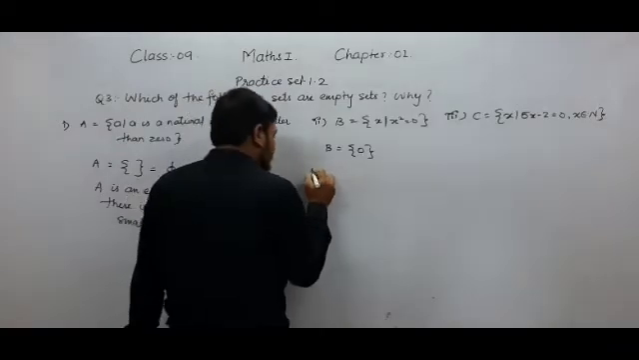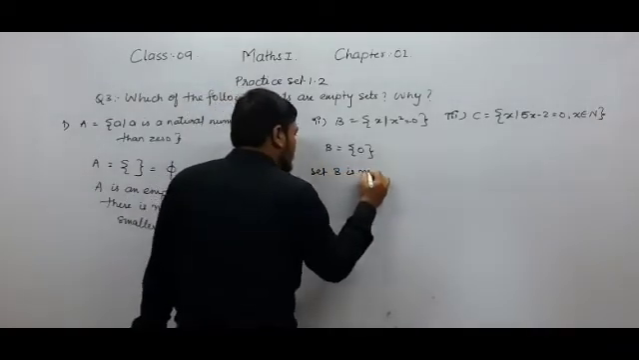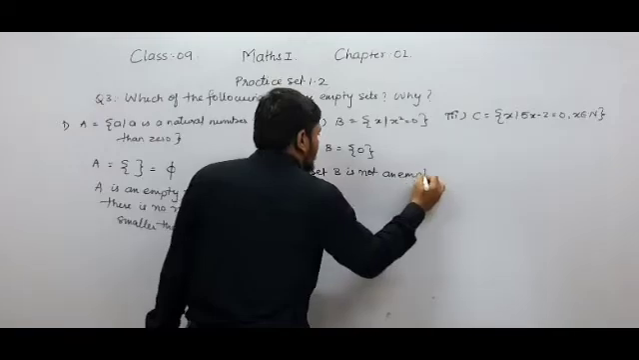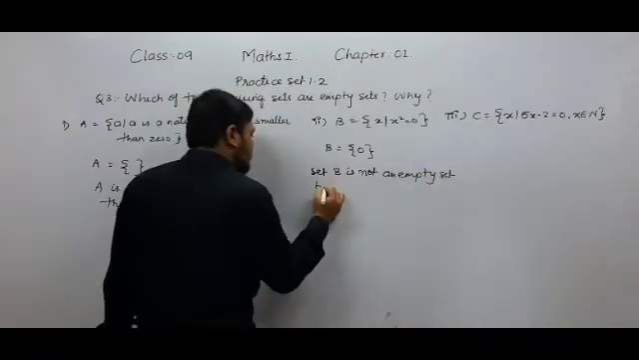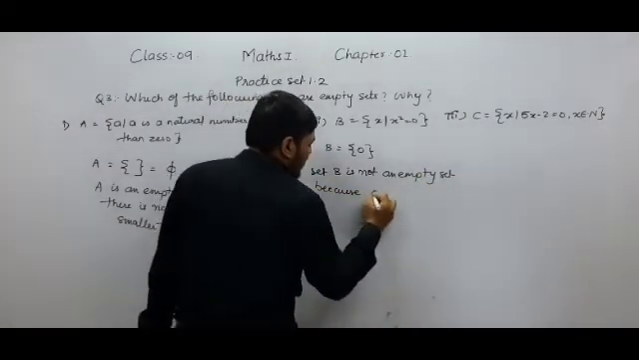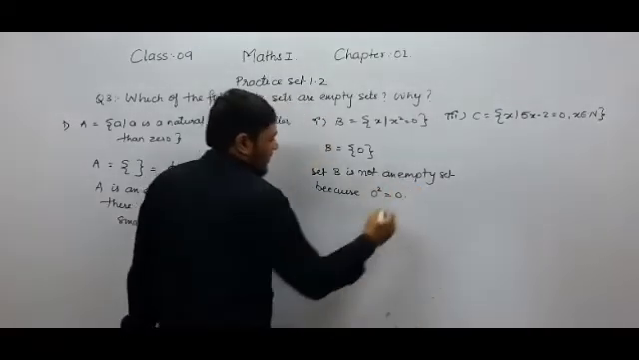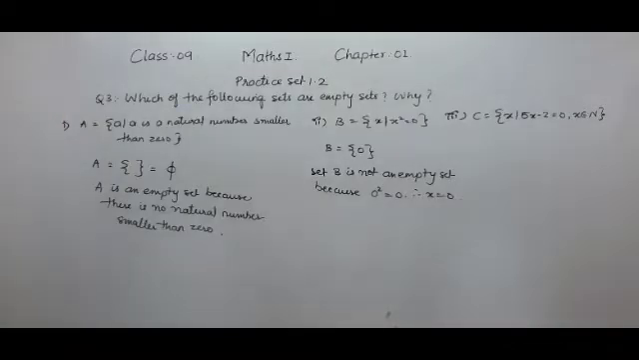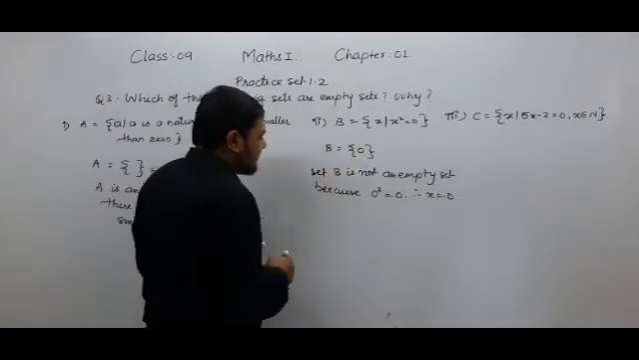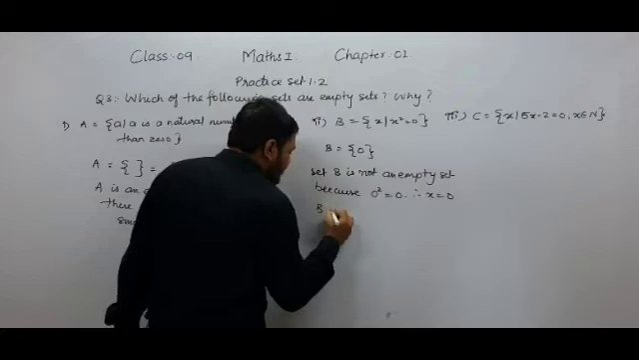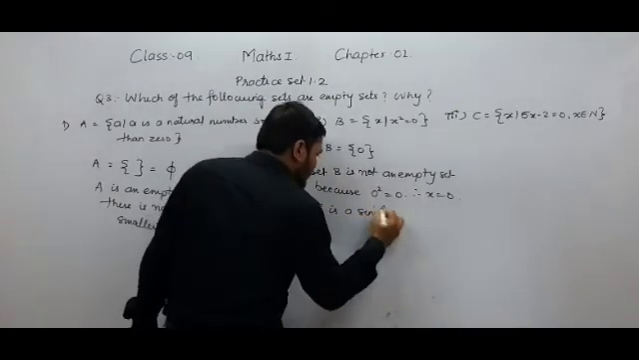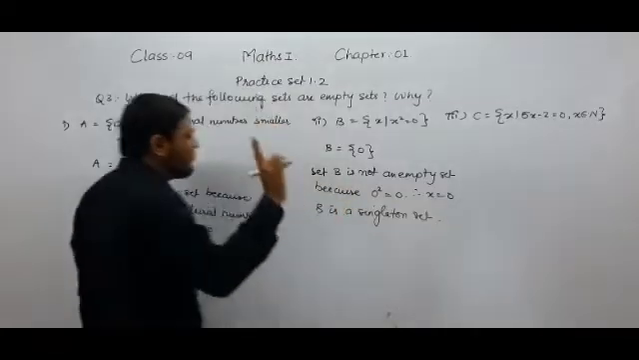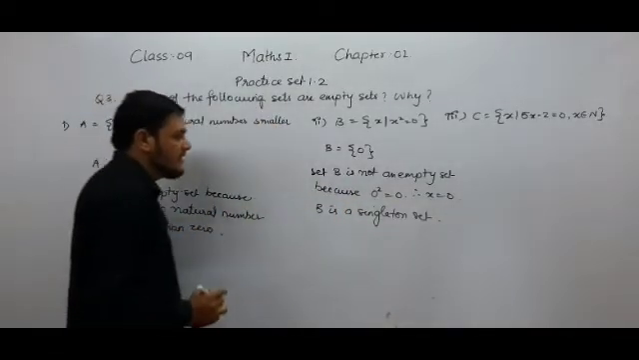So we can write set B is not an empty set because square of 0 is 0, hence x equal to 0. Set B is not an empty set. Why? Because the square of 0 is 0 and x is equal to 0. That is why B contains one element, and that is 0. So we can see that B is a singleton set. It contains only one element, that is 0. That is why B is a singleton set.